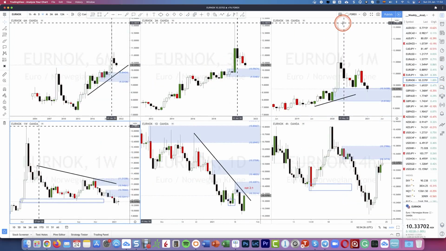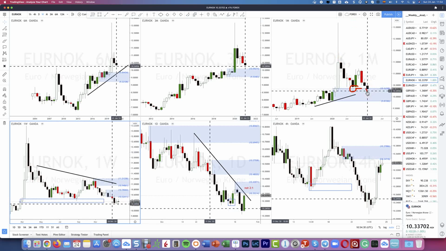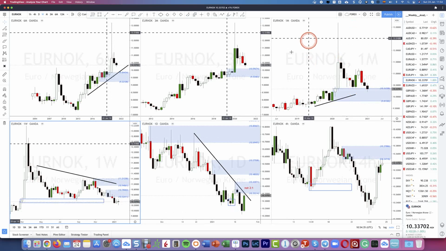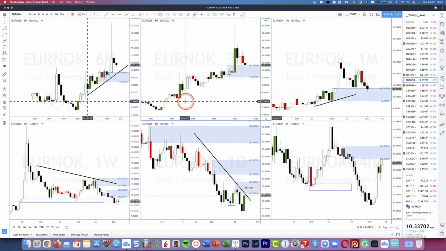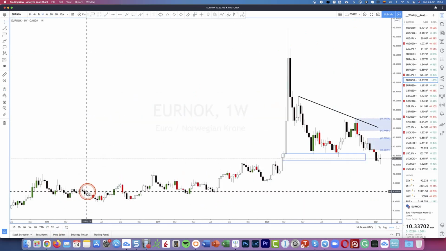On the Euro NOK, the monthly area of demand was tested, bigger penetration was expected, and it happened, but we still have the monthly area of demand in control. A low in the 3 months range could be drawn as well. So shorts are not allowed, even though we have a weekly downtrend.